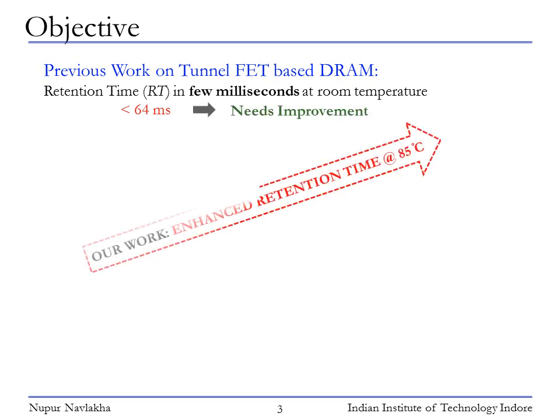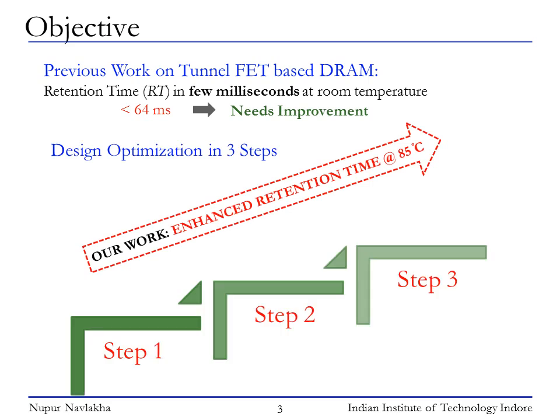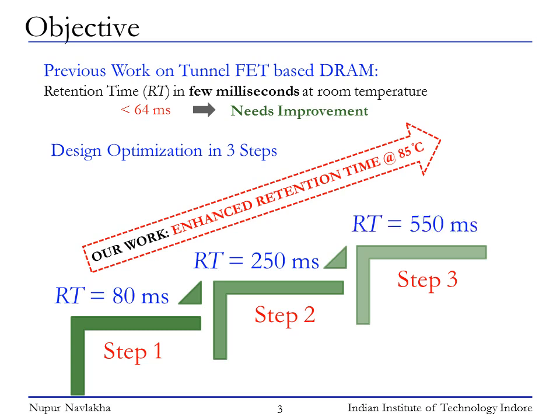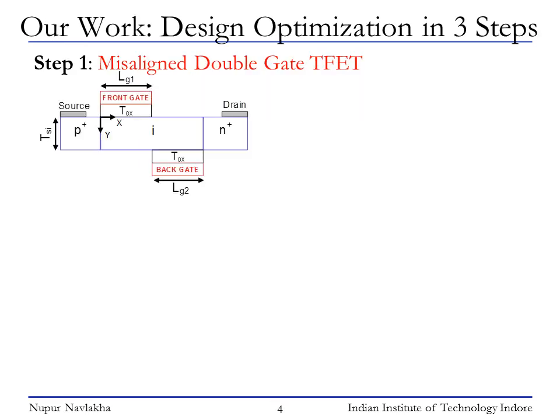Our work focuses on enhancing the retention characteristics, achieved through design optimization in 3 steps. Incorporation of these steps increases the retention time from 80 milliseconds to 550 milliseconds at 85 degrees Celsius. The question is, how is it possible? Step 1. Use of a misaligned double-gate tunnel field effect transistor.